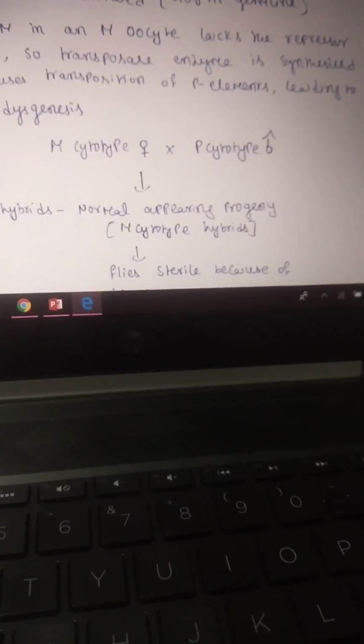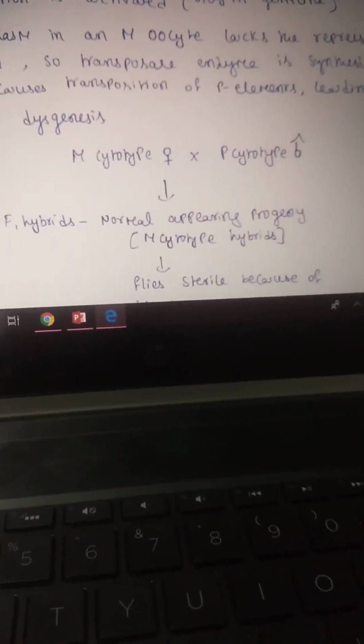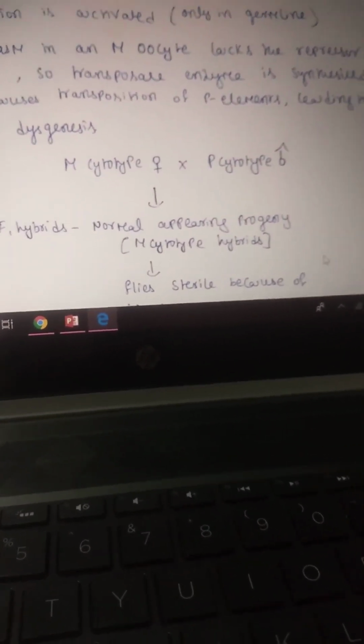Now the effects of the P element. The P element causes hybrid dysgenesis. Hybrid dysgenesis is a series of defects that results from crossing certain Drosophila strains. The defects can be mutations, chromosomal aberrations and sterility. All these defects are considered hybrid dysgenesis. Here we will discuss two different types of cross.